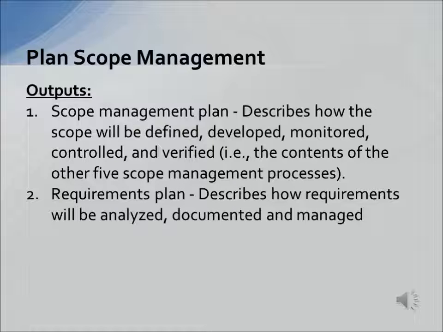Now let's discuss the outputs of the plan scope management process. The first output is scope management plan, and the second output is requirements management plan. Scope management plan describes how the scope will be defined, developed, monitored, controlled, and verified. That is, the contents of the other 5 scope management processes. The second output is requirements plan. It describes how requirements will be analyzed, documented, and managed.